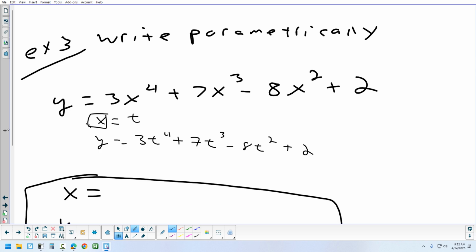Generally, there is more than one way to write something parametrically. You may have to play with the t-min and the t-max to generate the same picture, but there's definitely more than one way to do what we just did right there. But that's the simplest.